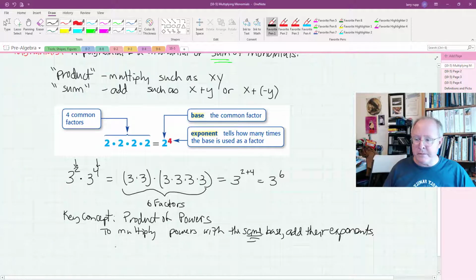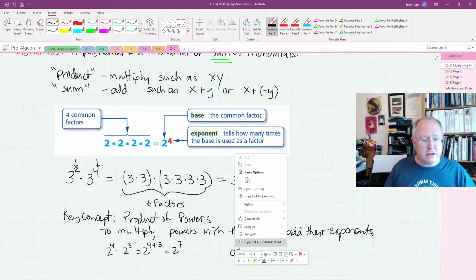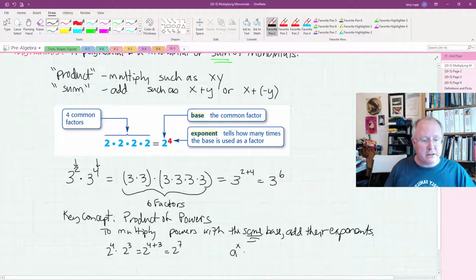So for example, if you had 2 to the 4th times 2 cubed, that would be 2 to the 4 plus 3, or 2 to the 7th. So in general then, if you have a to the x times a to the y, then this becomes a to the x plus y power. You have to remember that this only works if the bases are the same. And remember from up here, the base is the number that the exponent is acting on.